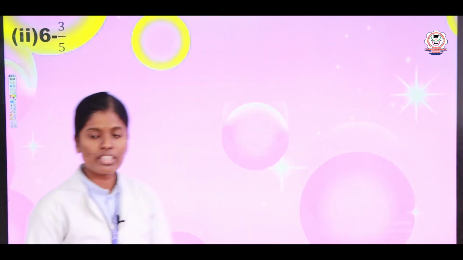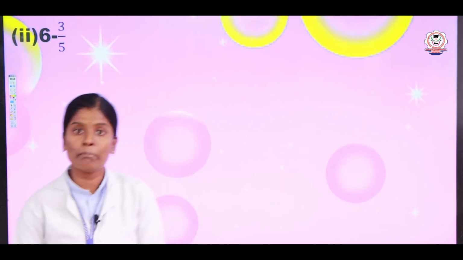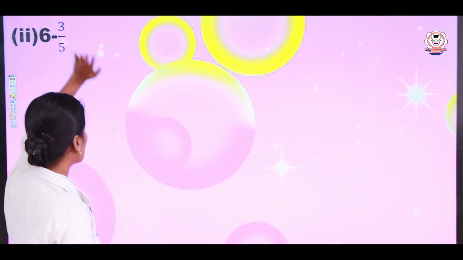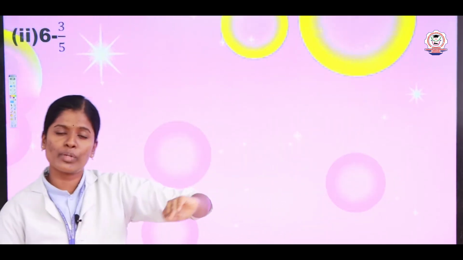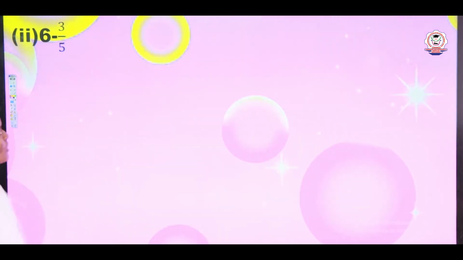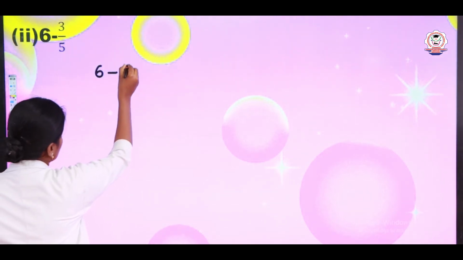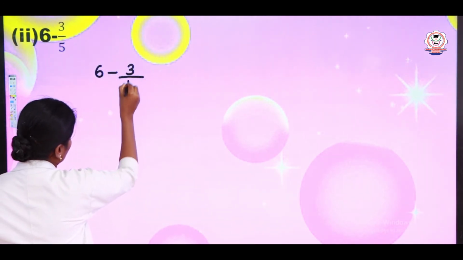Next we have the question 6 minus 3 by 5. Okay. So one whole number and then minus we have a one proper fraction. So first you are going to take the LCM of 5 and 1. So take 6 minus 3 by 5.